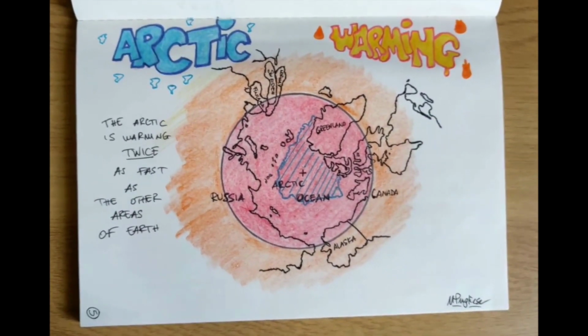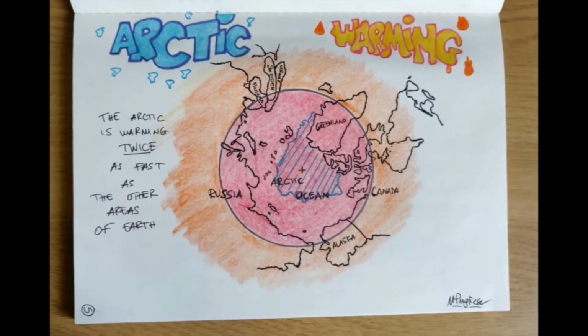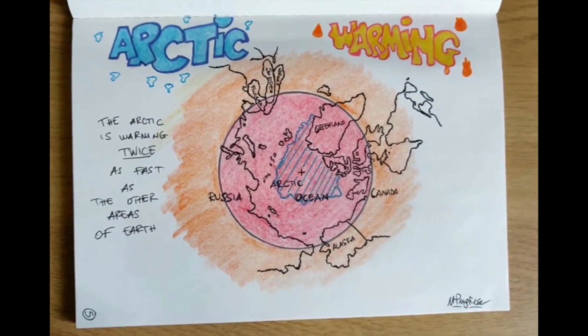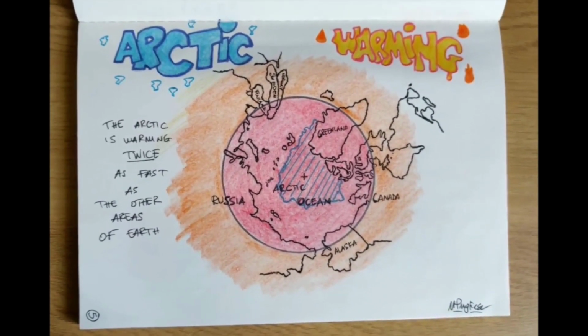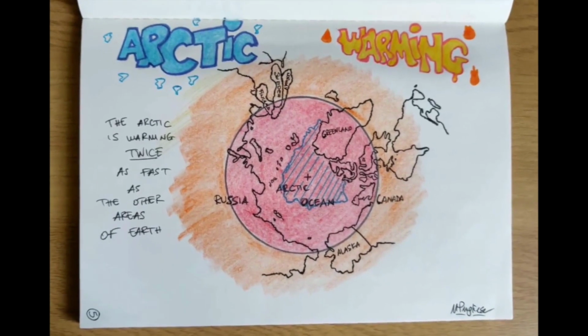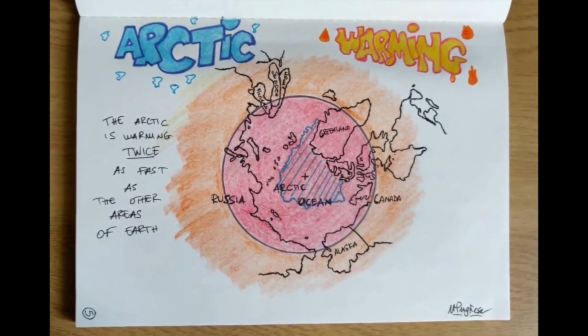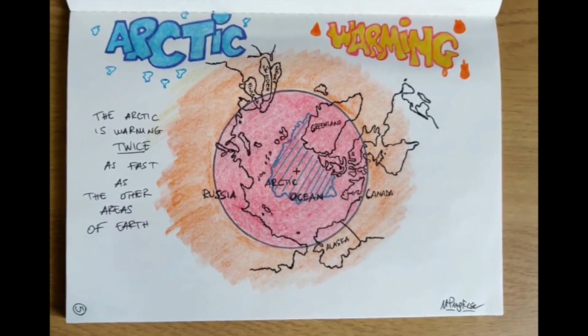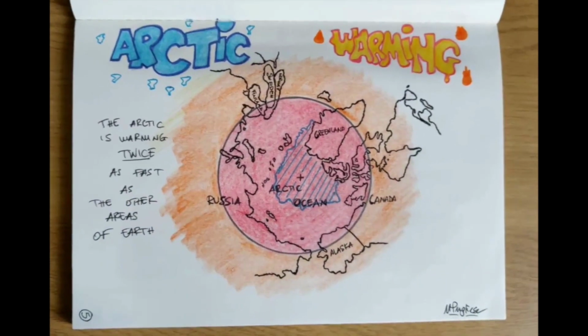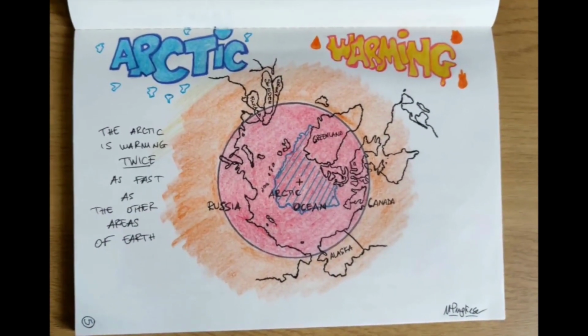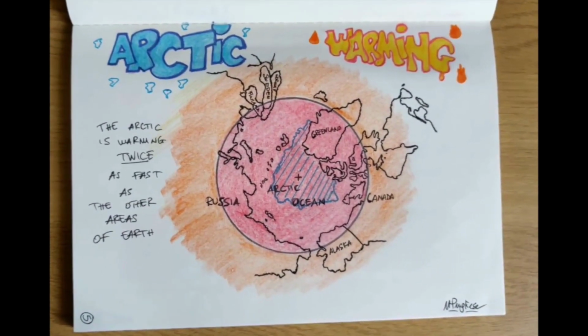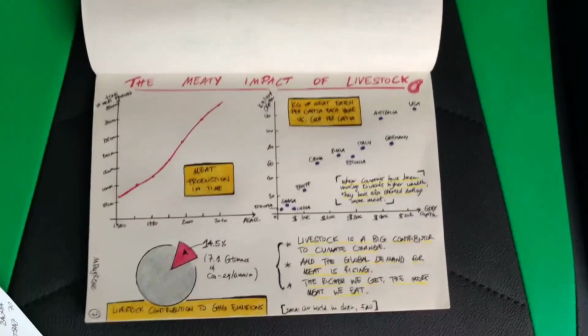And the way I represented this is just by using shades of red. So there's orange for the rest of the world, and the Arctic is really colored in red. So there's not much data here. Really, there is absolutely no data, but it was more of an infographic kind of viz.